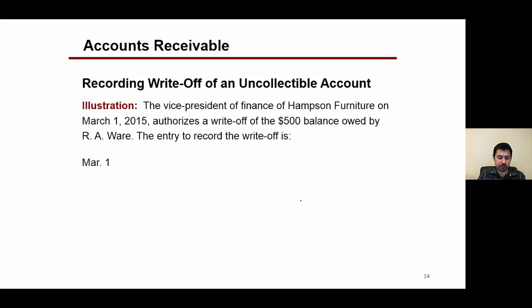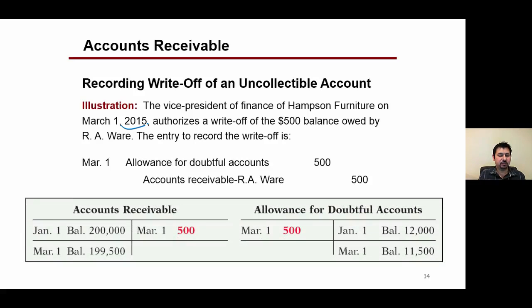In this illustration, the Vice President of Finance of Hampson Furniture, on March 1st, 2015, so this is in the following year, authorizes a write-off of the $500 balance owed by R.A. Ware. The entry to record the write-off is, at this point, the company decided to write off the account owed by R.A. Ware. Because the company knows which account defaulted, the company will debit allowance for doubtful accounts $500 and credit accounts receivable R.A. Ware $500.